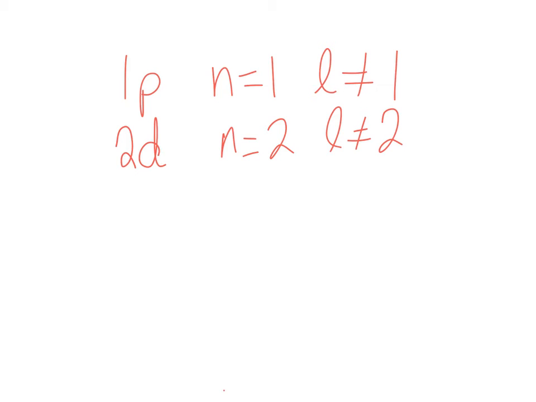D is L equals 2. It breaks the rule that your L value can only go up to n minus 1. Right? Okay. First sheet of paper. I've just given you a diagram of the basic shapes of the orbitals.